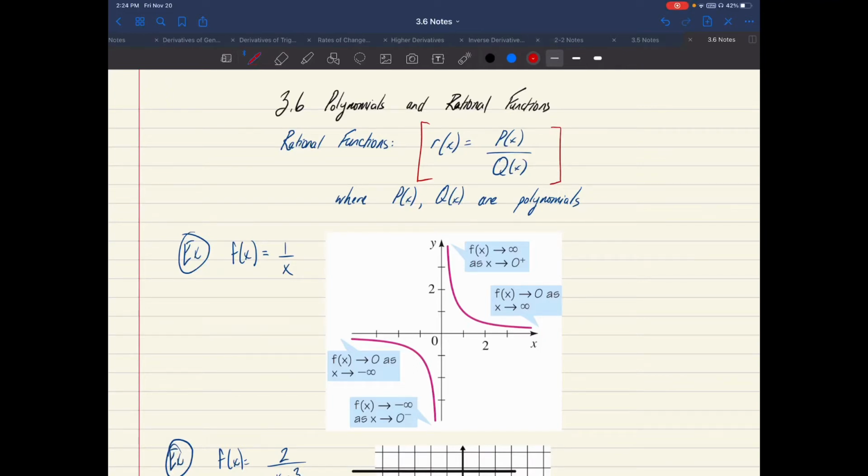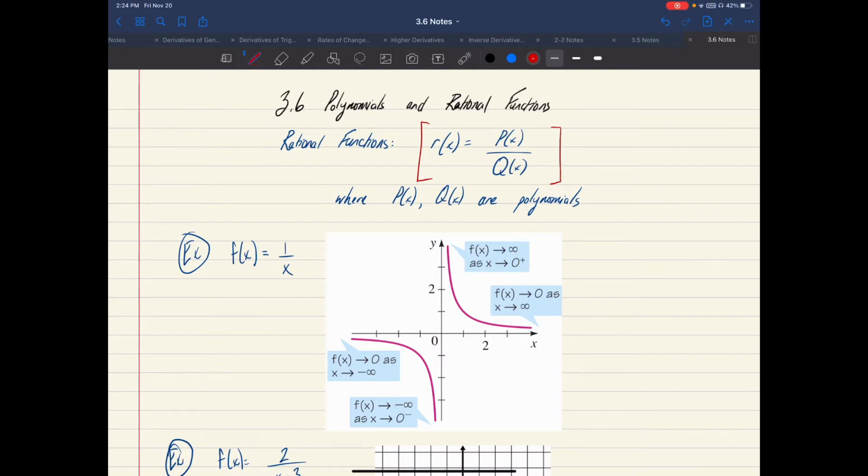Okay, today we're going to look at 3.6, which is dealing with polynomials and rational functions. So a rational function comes in the form of p of x over q of x, where p of x and q of x are polynomials. So polynomials of any degree.